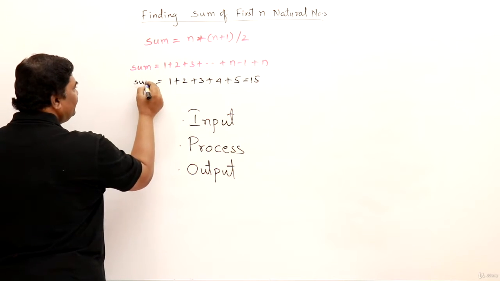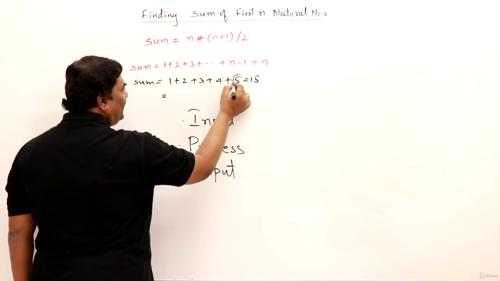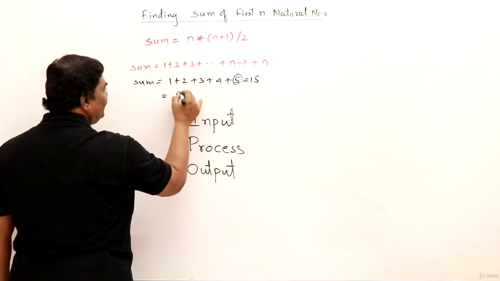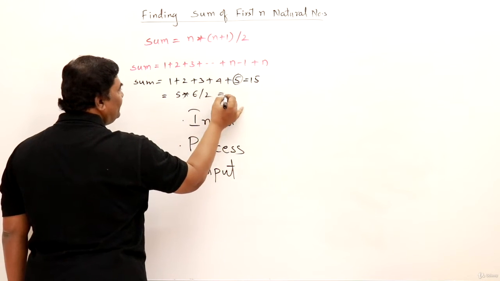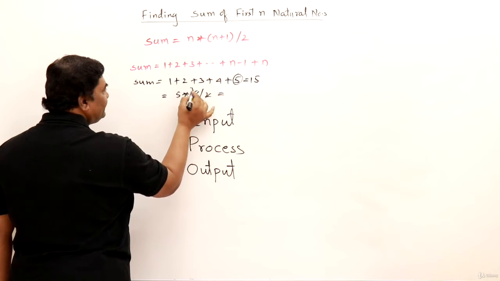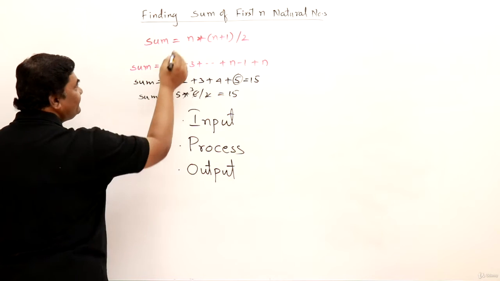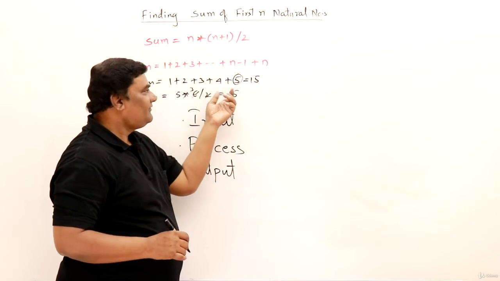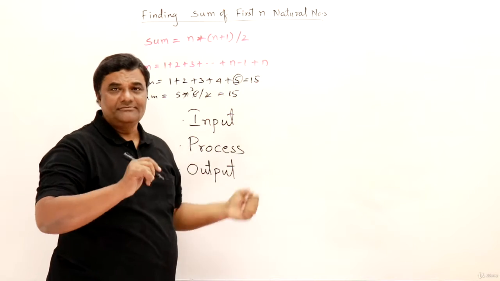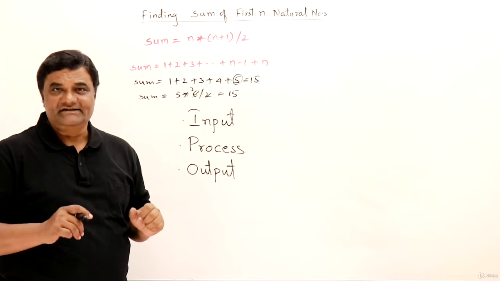Now the sum is 15. If I use the formula for up to 5, it is 5 into 5 plus 1, which is 6, by 2. 6 by 2 is 3, and 5 into 3 is 15. So this is also 15. Yes, this is the formula for finding the sum of first n natural numbers, up to whatever number you want. This is a well-known formula, and I have already explained it.